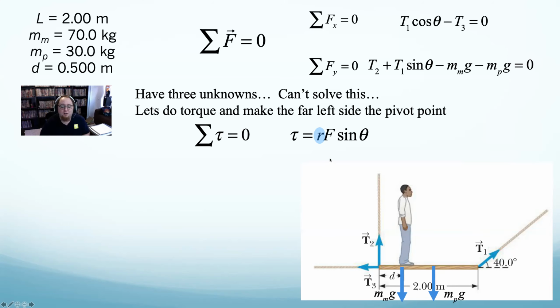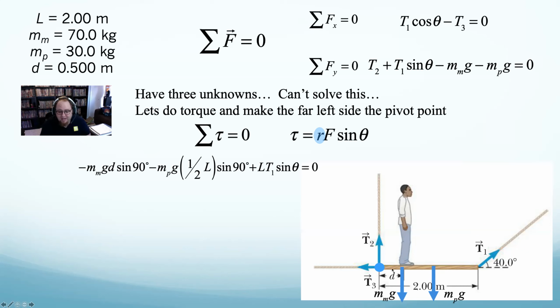I could eventually solve this problem putting my pivot point in any given spot, but the easiest way to solve this problem is to say my pivot point is the left end. I'm going to say this right here, that big old blue dot I just drew, is my pivot point. If that point is my pivot point, I can then solve for the sum of torques around it. At that point, the torque from T2 is 0 because that's the pivot point. At that point, my torque from T3 is 0 because that's the pivot point.